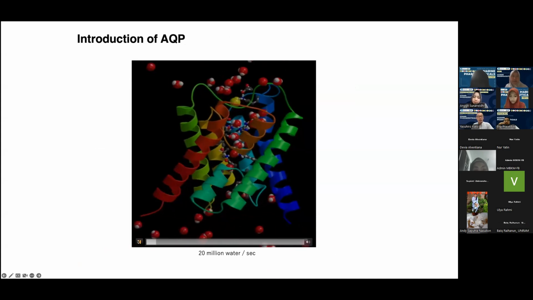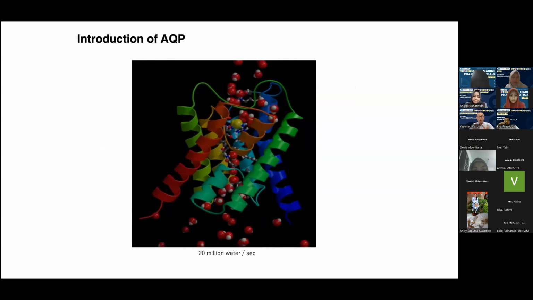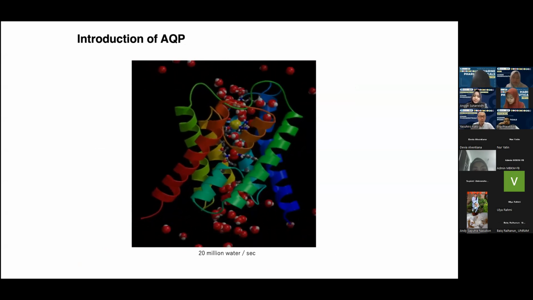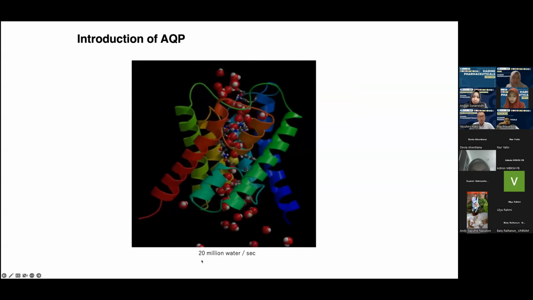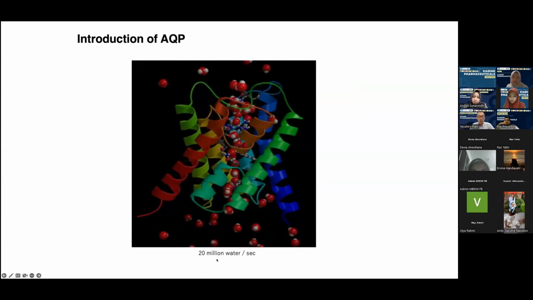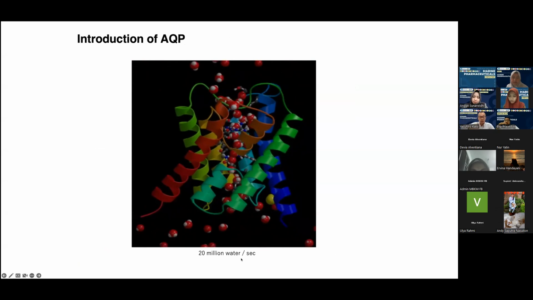Okay. This is a simulation of water fluidity across the cell membrane. It shows about 20 million water molecules exchanging between the inside and outside.